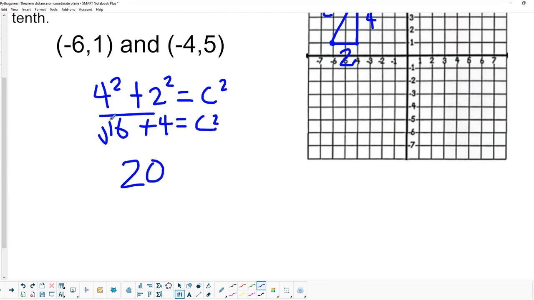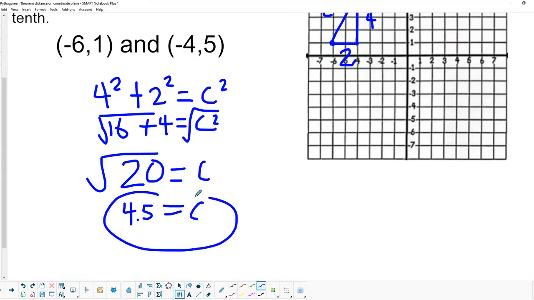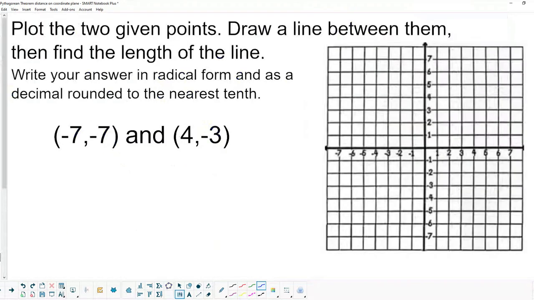So when we do the square root of both sides, we get c equals the square root of 20, which when we do that on our calculator, ends up being 4.5. 4.5 when you round it to the nearest tenth. Okay, so we've got this last example, then we'll get on to our assignment. So the first point is at -7, -7. Put it down here in the lower left-hand corner. Then we have 4 and -1, 2, 3.